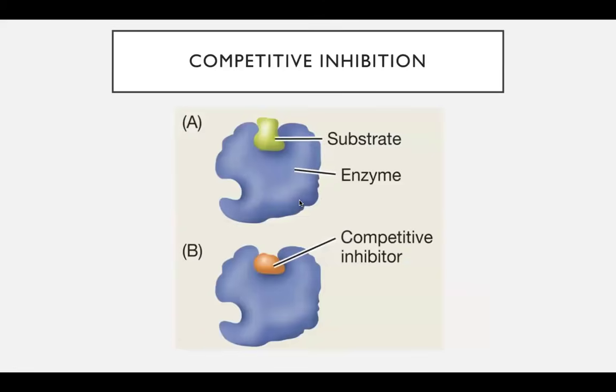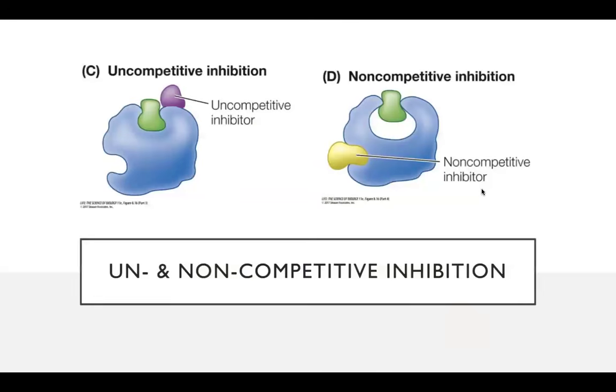There's also something known as competitive inhibition. Competitive inhibition is when an inhibitor binds to an enzyme's active site and competes with the natural substrate for the site. So the substrate and the competitive inhibitor are actually competing to bind to the active site. But competitive inhibition can be overcome by increasing the concentration of the substrate.